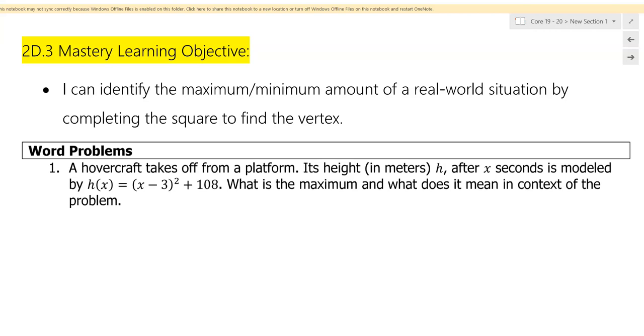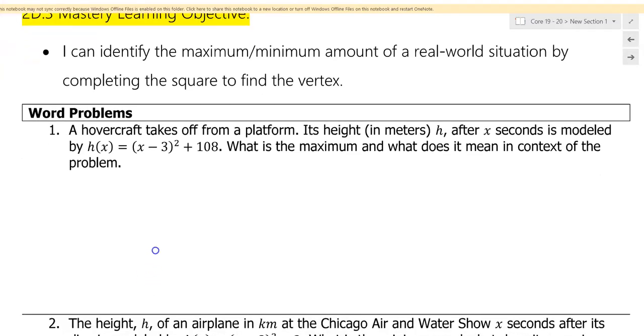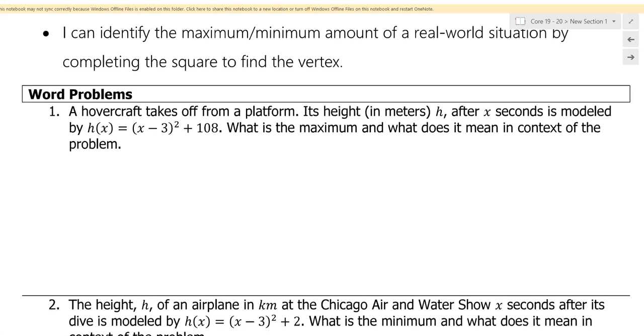Alright, we're now looking at 2D.3. I can identify the maximum/minimum amount of a real world situation by completing the square to find the vertex. Okay? So, a hovercraft takes off from a platform. Its height in meters after x seconds is modeled by h of x equals (x minus 3) squared plus 108. What is the maximum, and what does it mean in context of this problem?